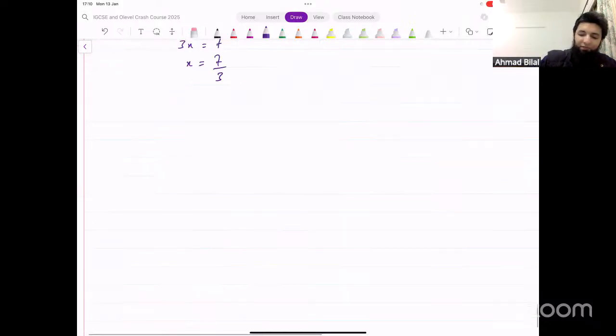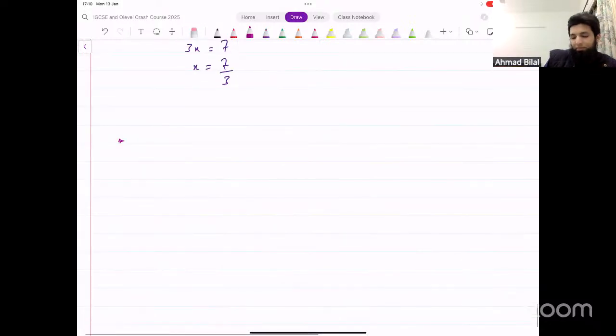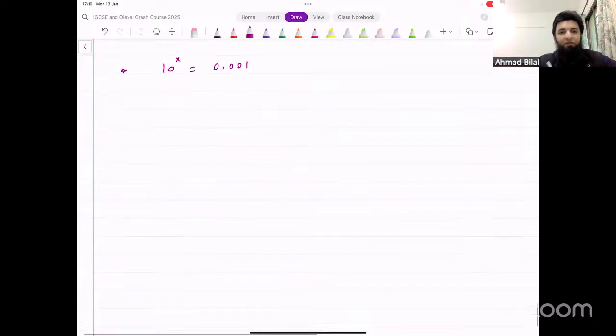Let's say we have 10 raised to power x equal to 0.001. How do we solve this equation now? Now, we've got something in power. Whenever we've got a variable in the power, x in the power, what we want to do is make the bases the same on both sides.